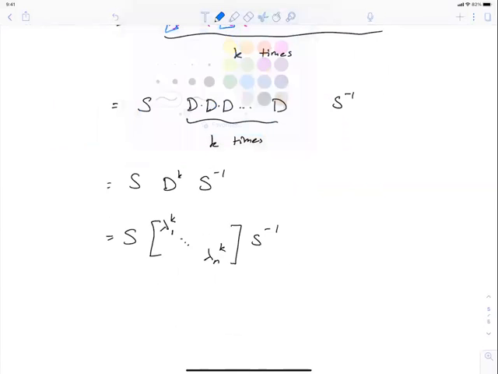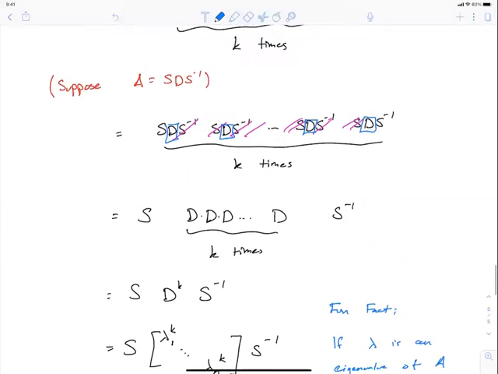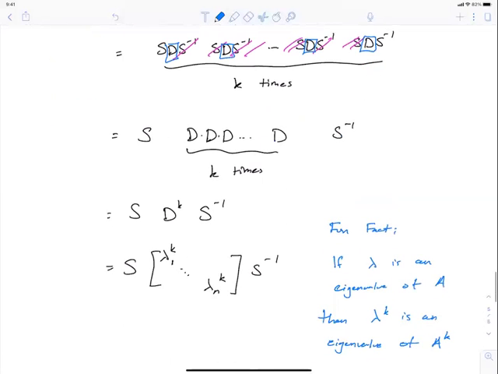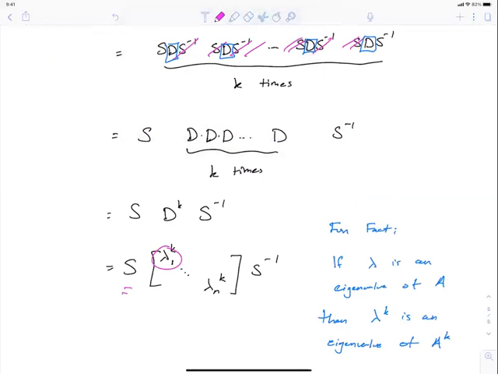So this also illustrates another fun fact that you've probably seen before, and that is that if lambda is an eigenvalue of A, then lambda to the K is an eigenvalue of A to the K. Because keep in mind, this is the diagonalization of the power of A. A to the K is this diagonalization. And so we know that S is now the eigenvectors of that power matrix, and this means that the diagonals are the corresponding eigenvalues.